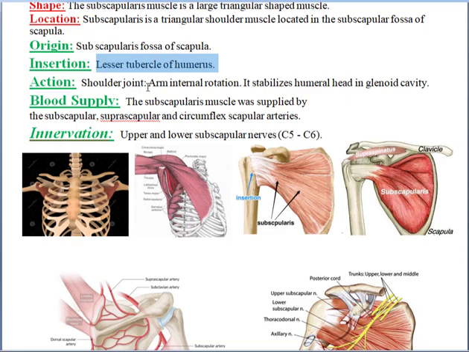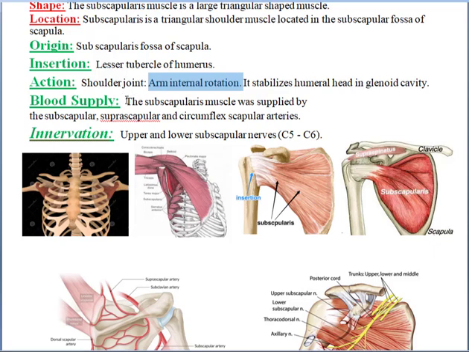What are its actions at the shoulder joint? It is responsible for arm internal rotation. Now when your subscapularis muscle contracts, you can see it will pull the arm anteriorly and inward toward the body. So that's why we call it internal rotation. It also stabilizes the head of the humerus in the glenoid cavity, right?